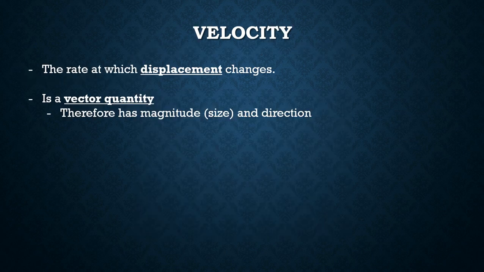The last thing we'll be looking at is velocity. Velocity is also a vector, so we're looking at how displacement changes instead of distance, and therefore, because it's a vector, it has both size and direction.